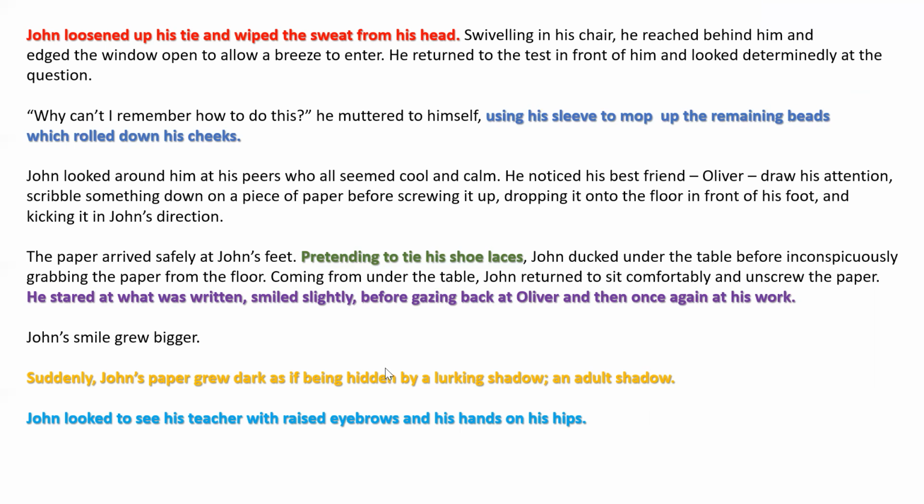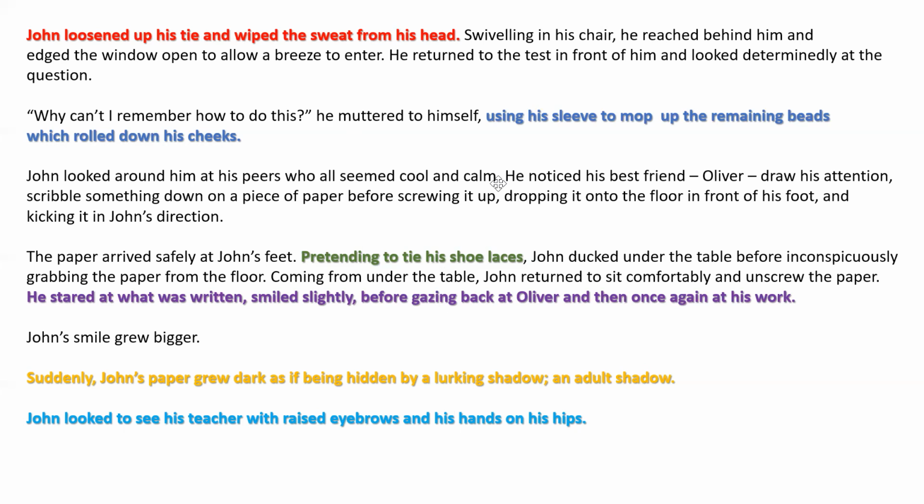So we've got John loosened up his tie and wiped the sweat from his head, using his sleeve to mop up the remaining beads which rolled down his cheeks, pretending to tie his shoelaces. He stared at what was written, smiled slightly before gazing back at Oliver and then once again at his work. Suddenly, John's paper grew dark as if being hidden by a lurking shadow, an adult shadow. John looked to see his teacher with raised eyebrows and his hands on his hips.